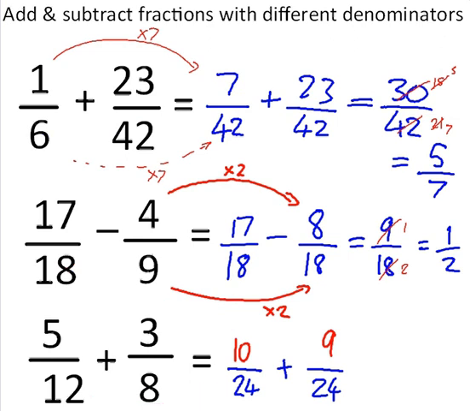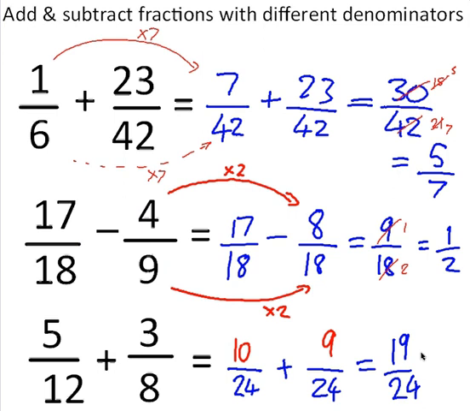Now I can add quite happily because they have a common denominator. That's 19 over 24. Can I simplify that? Well, the factors of 19 are 1 and 19. The factors of 24 are 1, 2. Well, I can cut this story short. 19 doesn't go into 24. Therefore, there are no common factors apart from 1. That's the final answer, 19 over 24.